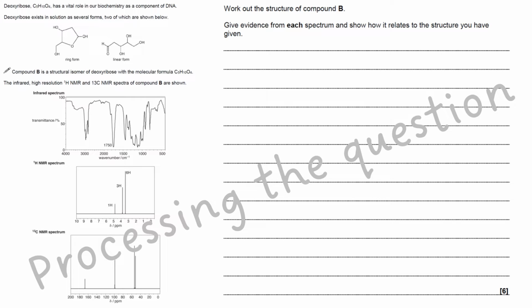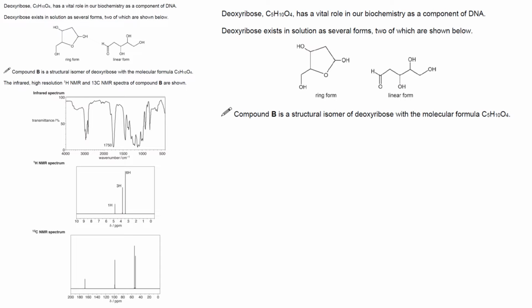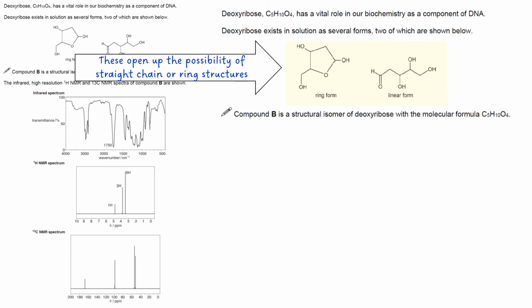So let's look at how we might process. So we'll start with the question blurb at the top, and I've made it a little bit bigger up here. So it tells you that there are 2 possible structures for deoxyribose, and it tells you that compound B is a structural isomer of deoxyribose. So the reason they gave you the structures of deoxyribose is to allow you to see that there could be a ring structure or a straight chain structure. So not to throw out the possibility of a ring structure.